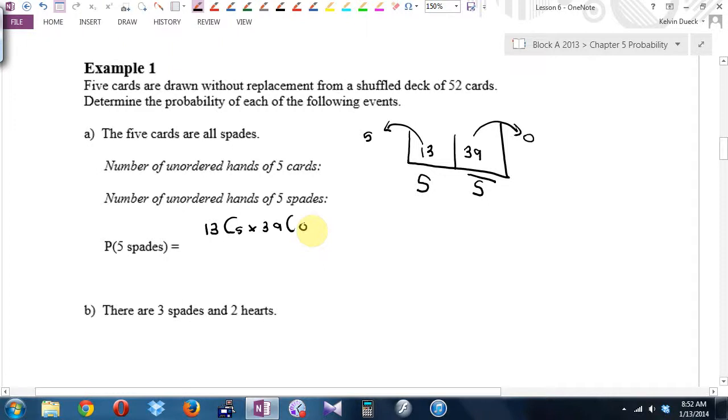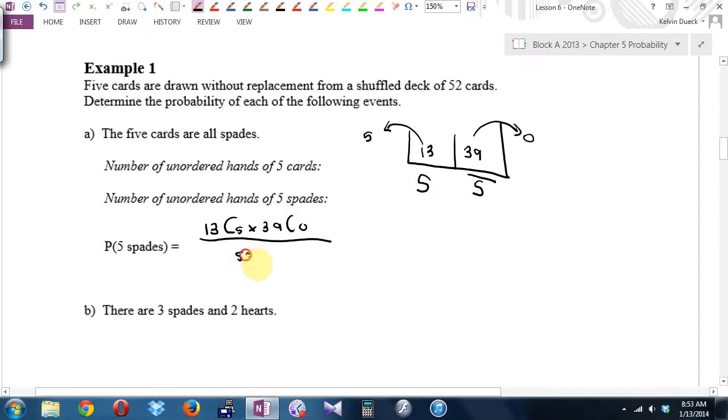Now, that's not a probability. That's just how many different ways. To calculate the actual probability, it's going to be divide by the total number of ways that I can choose 5 cards. How can I figure that out? How many cards are in the deck grand total?